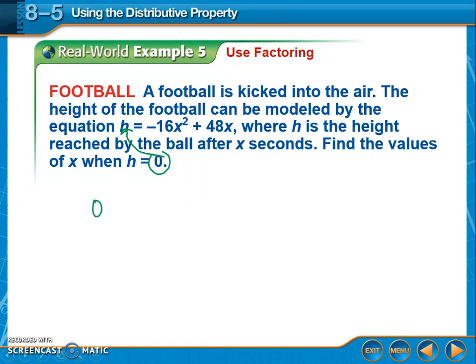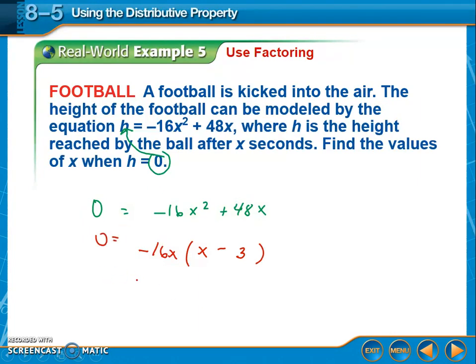So we're going to say 0 equals negative 16x squared plus 48x. What we want to do is get rid of this power of 2, and we do that by factoring out a common term to both of these. So negative 16x. Both of them have x, and both of them have 16 that goes in evenly. So if I pull out negative 16x, I'm left with x, and then here I'm left with negative 3. And this is equal to 0.